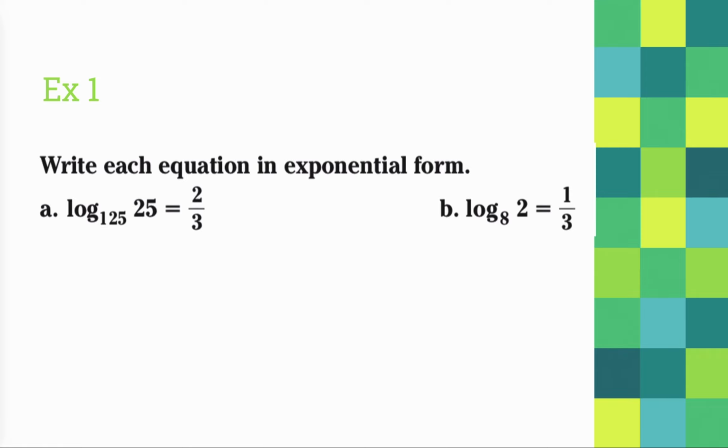Write each equation in exponential form. Log base 125 of 25 equals 2/3. So the 125 is your base, the 2/3 is your exponent, and it's equal to 25. Log base 8 of 2 equals 1/3. The 8 is your base, the 1/3 is your power, and it's equal to 2.